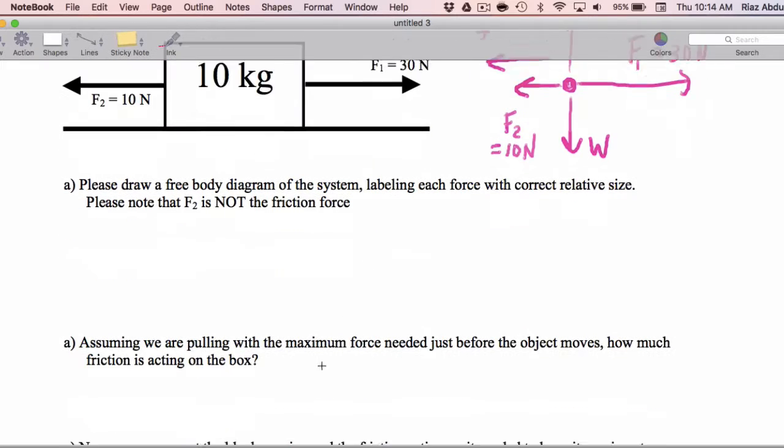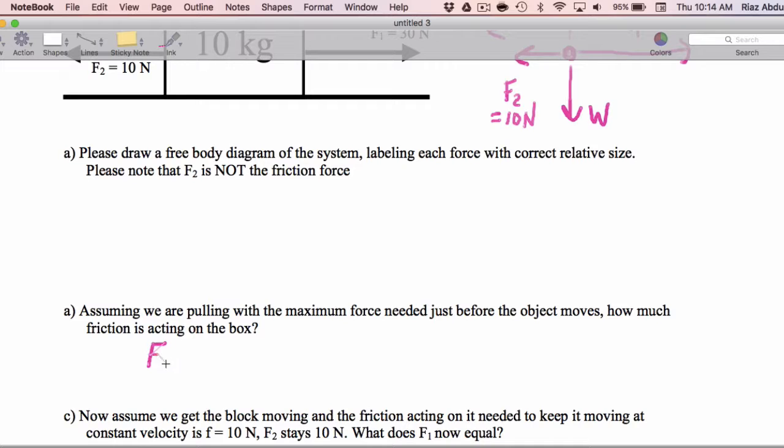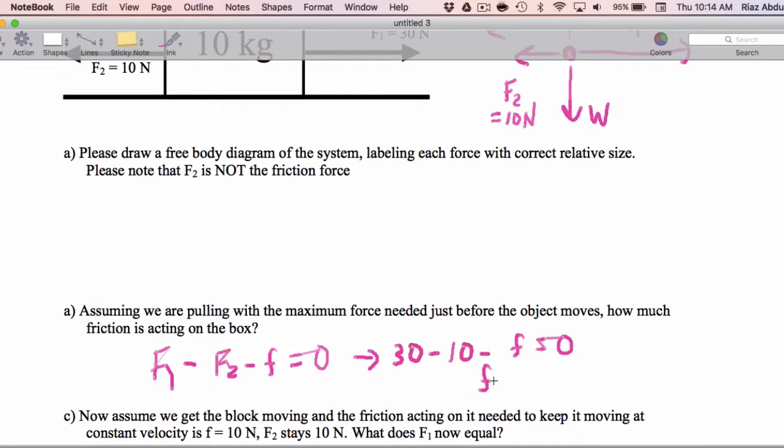So we're going to balance the forces. So we're going to say F1 minus F2 minus the friction equals 0, and that's going to give us 30 minus 10 minus the friction balances, and so I'm going to actually get the friction force equal to 20 newtons.